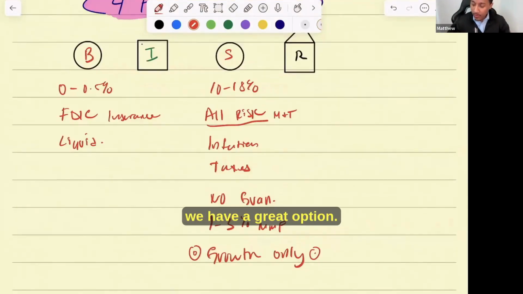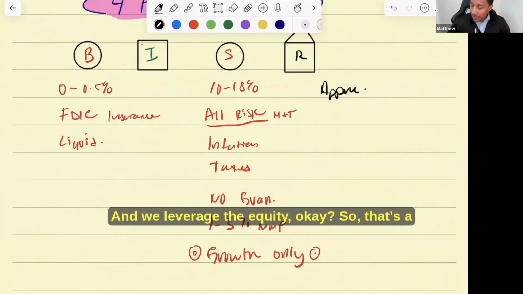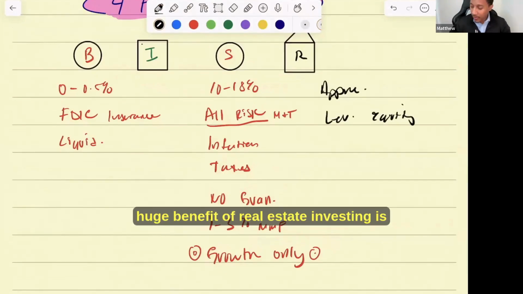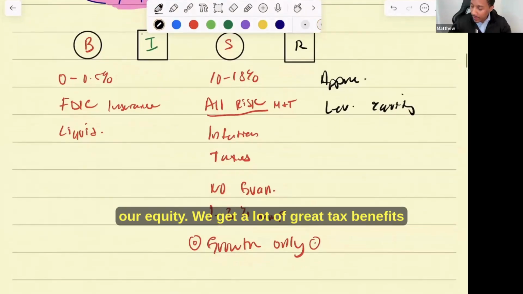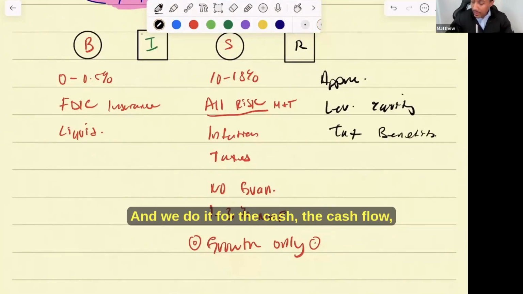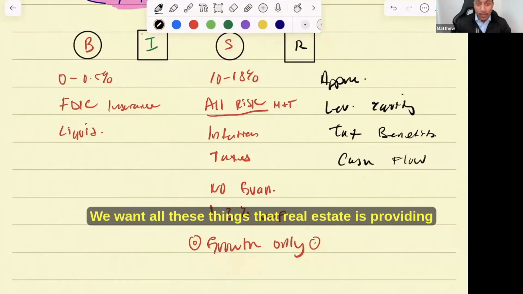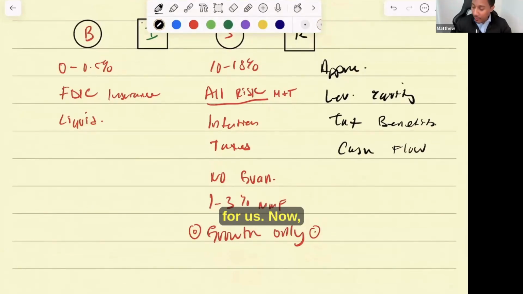And then for real estate, we have a great option. I love real estate myself. We have appreciation, and we leverage the equity. Okay, so that's a huge benefit of real estate investing, our equity. We get a lot of great tax benefits as well. And we do it for the cash flow, okay, passive income, semi-passive. But the cash flow, we want income. We want all these things that real estate is providing for us.